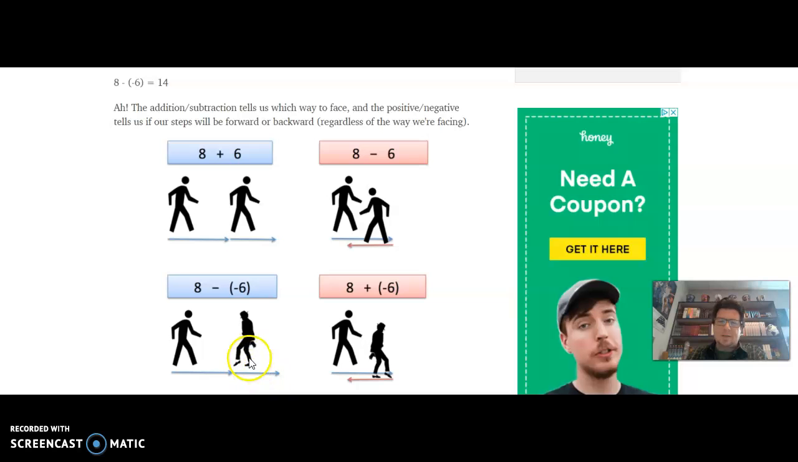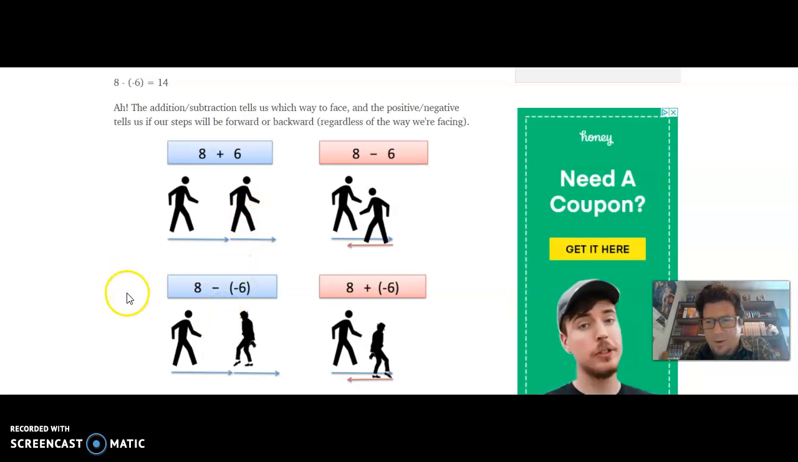Now here's where we get to how subtracting a negative equals a positive, because he's still walking backwards, but since the positive is subtracting the negative, he actually ends up going the same direction as these two guys. So it's almost like these two are the same, except this guy's walking backwards and this guy's walking forward.